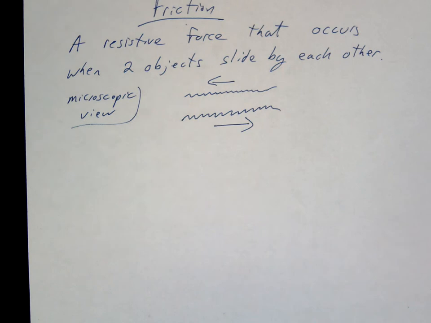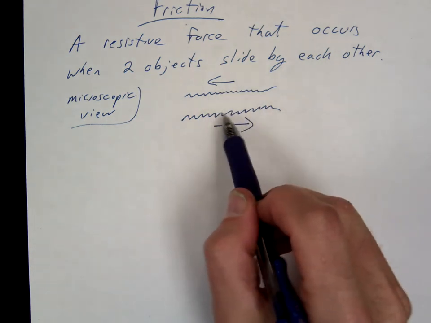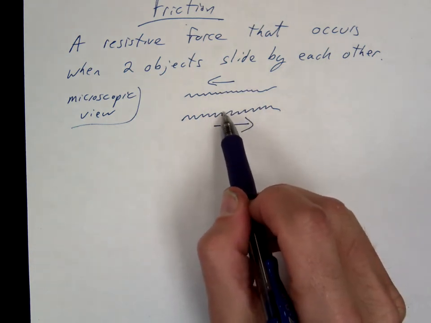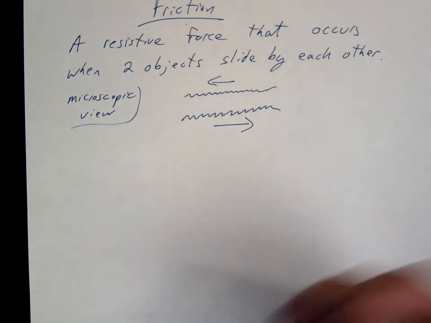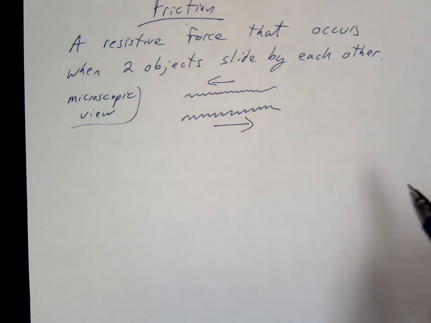And that's what happens right here. These grooves bump into these grooves, the little hills here bump into these, and that's what slows it down. That's where you're going to get this resistance.